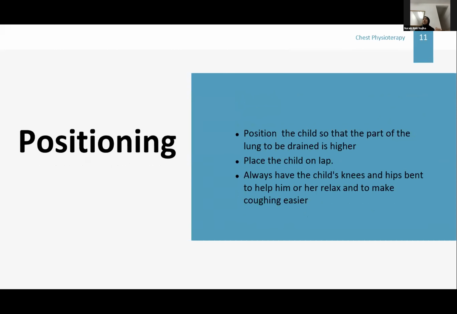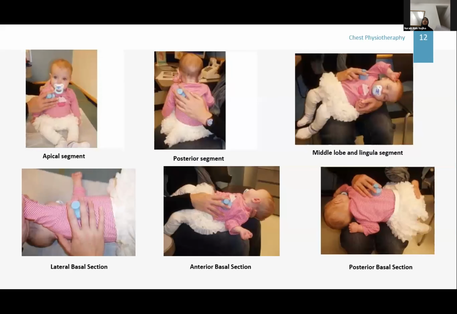And then position. Position the child so that the part of the lung to be drained is higher. The force of gravity will help to draw the secretion to the larger upper airway, where it can be coughed or suctioned out. Also note that we must put the patient and the one doing the procedure in a comfortable position. You can place the child on your lap, and always have the child's knees and hips bent to help him or her relax and to make coughing easier. So this is the procedure for the chest physiotherapy.